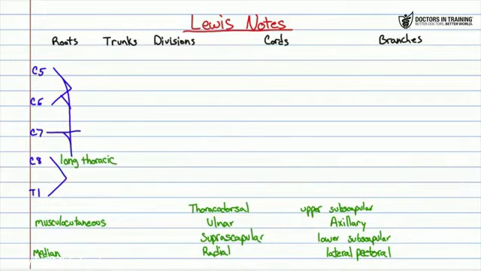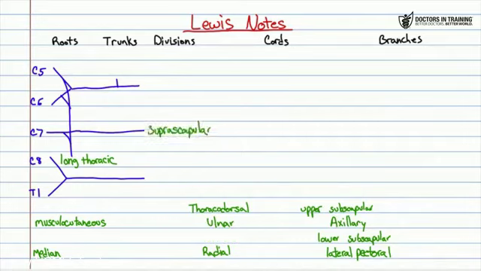So let's go back to our drawing now. We're going to go to our trunks area. So if we go to our trunks, we go across there, we go across there, we go across there. There's not a whole lot to remember on the trunks. There is one on this top one right here. Do you guys remember which one that was? That was the suprascapular. So I want you to write in suprascapular right up here.